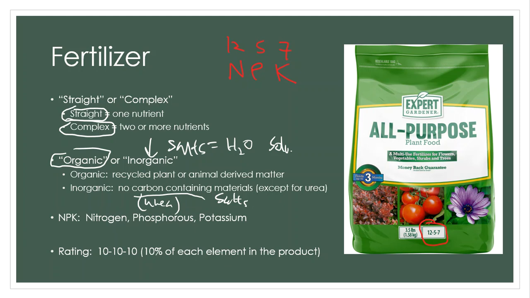Again, NPK is what's going to be on the label in that particular order: nitrogen, phosphorus, and potassium. The rating, like we talked about before, the 12, 5, 7, those numbers will match that order as long as you're in the United States. And here's another example, 10, 10, 10. So that's 10% nitrogen, 10% phosphorus, and 10% potassium. That's what this is all about.